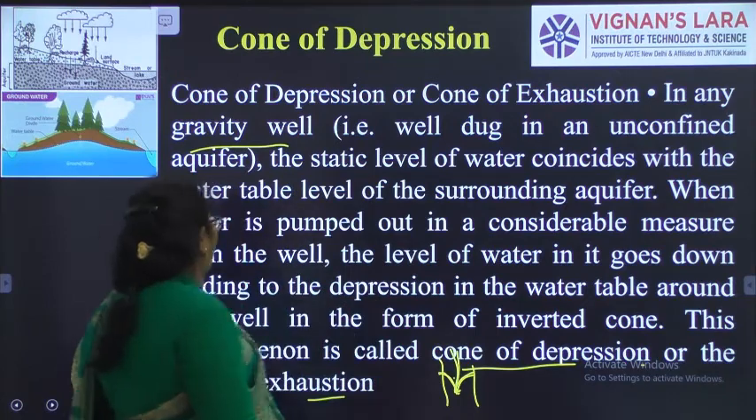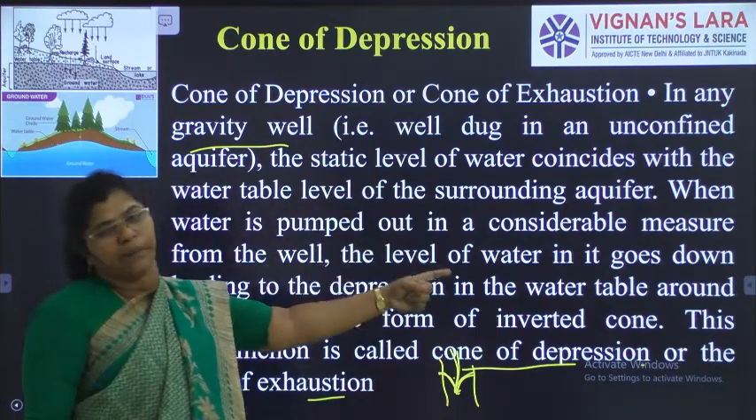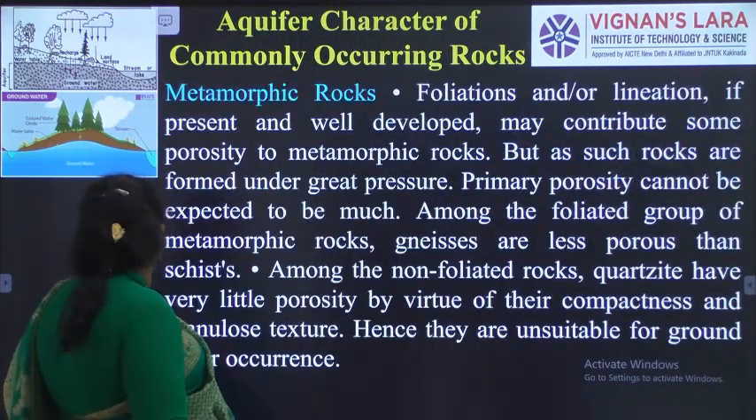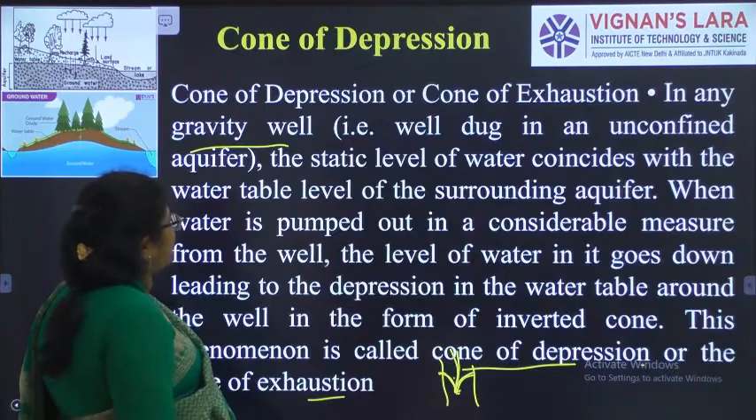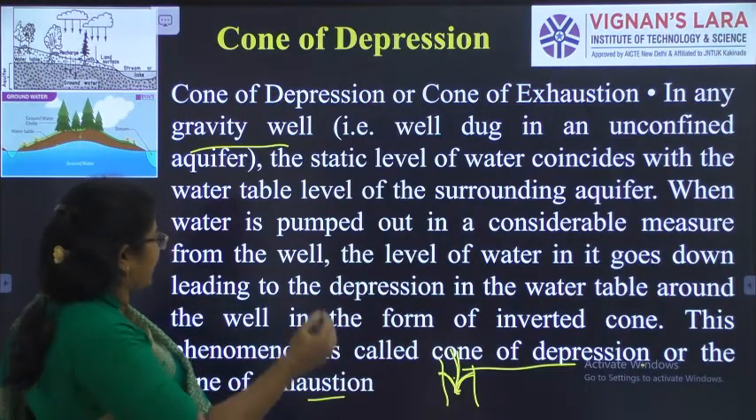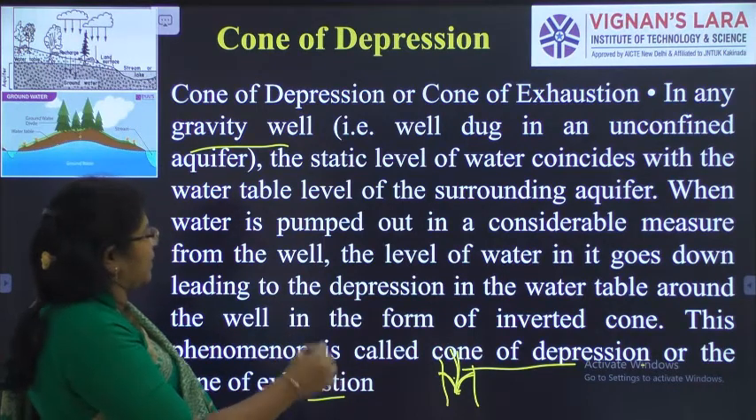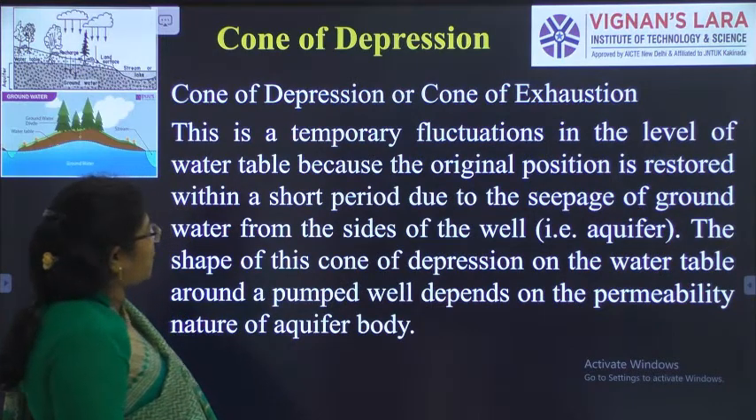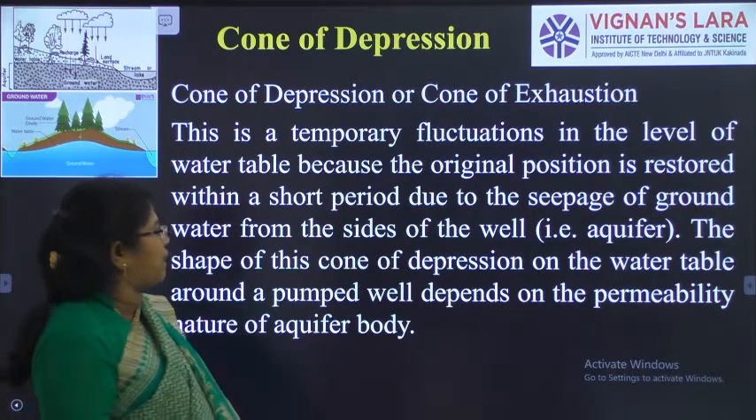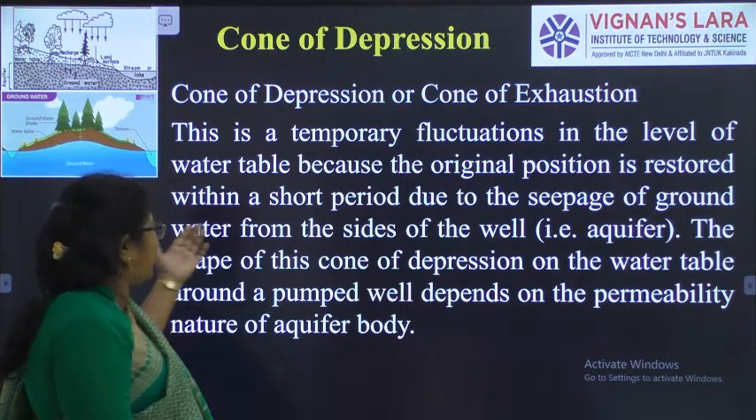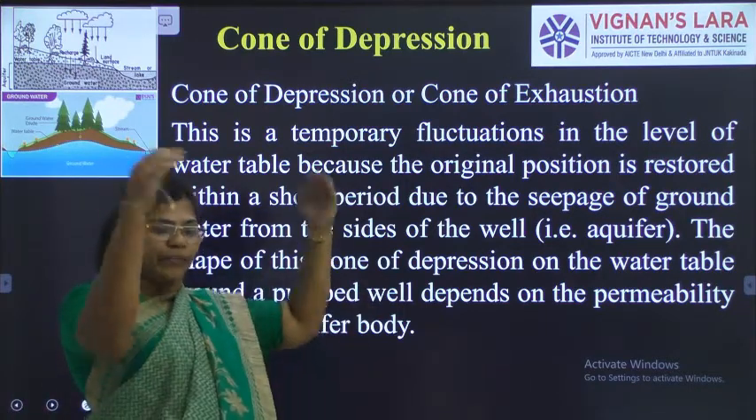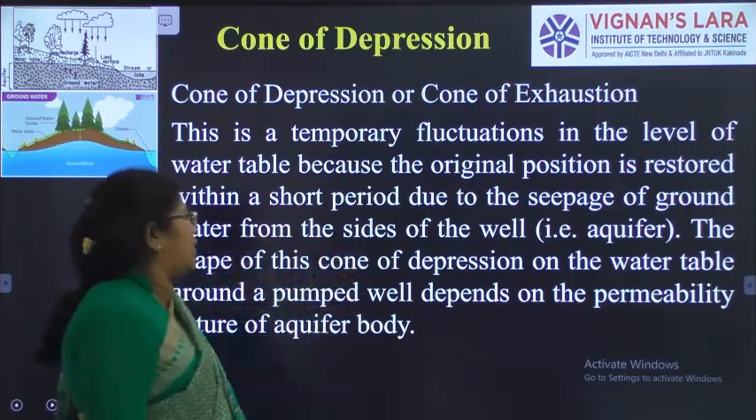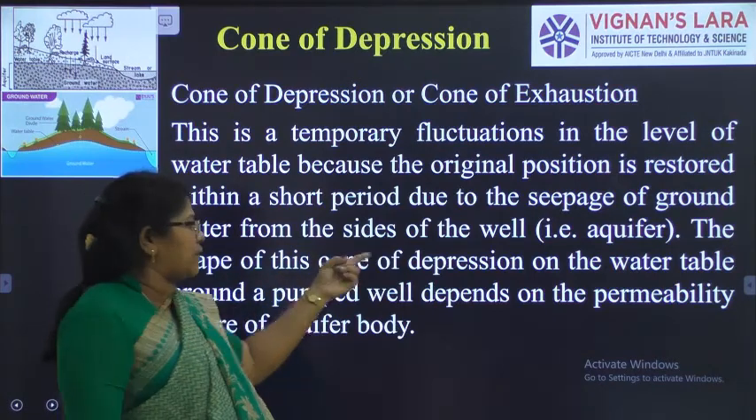Again I am telling you, when water is pumped out in a considerable measure from the unconfined aquifers, then what happens now? The level of water goes down, leading to the depression in the water table around the well in the form of an inverted cone. These are temporary fluctuations in the level of the water table, because the original position is restored within a short period. Immediately it will form a cone of depression, but along the water table level, again it will bring it to the same level due to the seepage of the groundwater from the sides of the field.